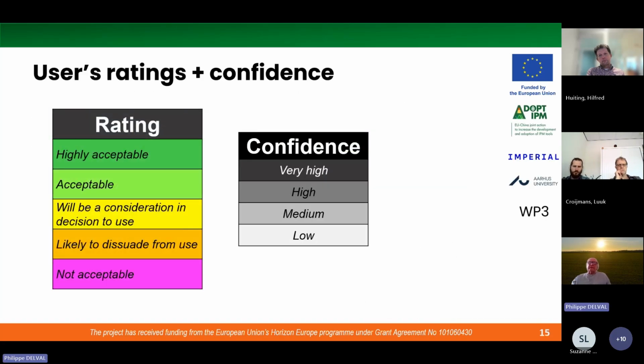So for each indicator, we use the same system. You have on the left the rating by the experimentator, and on the right, the confidence. So you have 5 classes for rating and 4 for confidence.